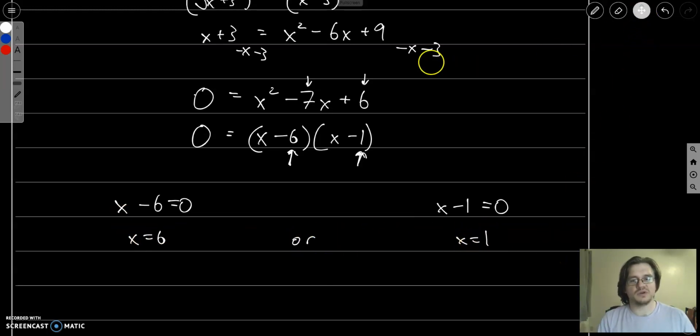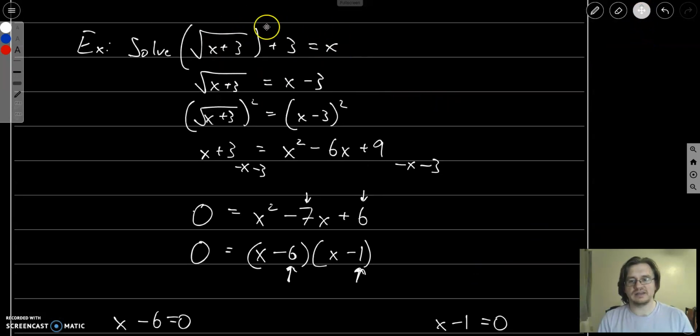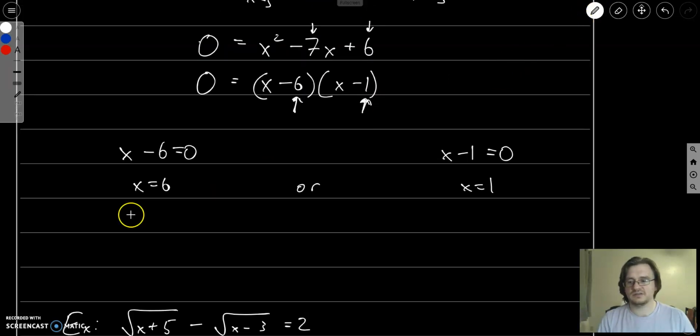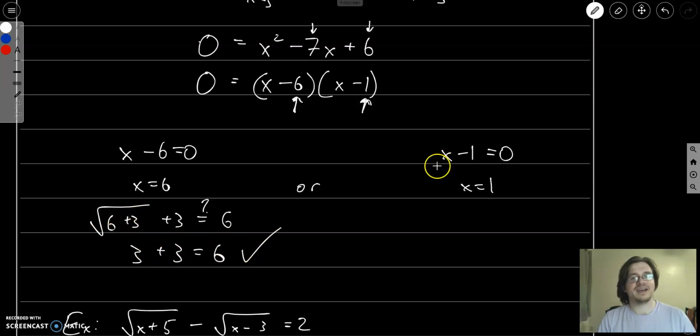And this is where it's important to start plugging things back in to check. So if the square root of x plus 3 is equal to x. So let's check. The square root of 6 plus 3 is equal to 6. So let's check and make sure that this is valid. 6 plus 3 is 9, and the square root of 9 is 3. Everything works out.